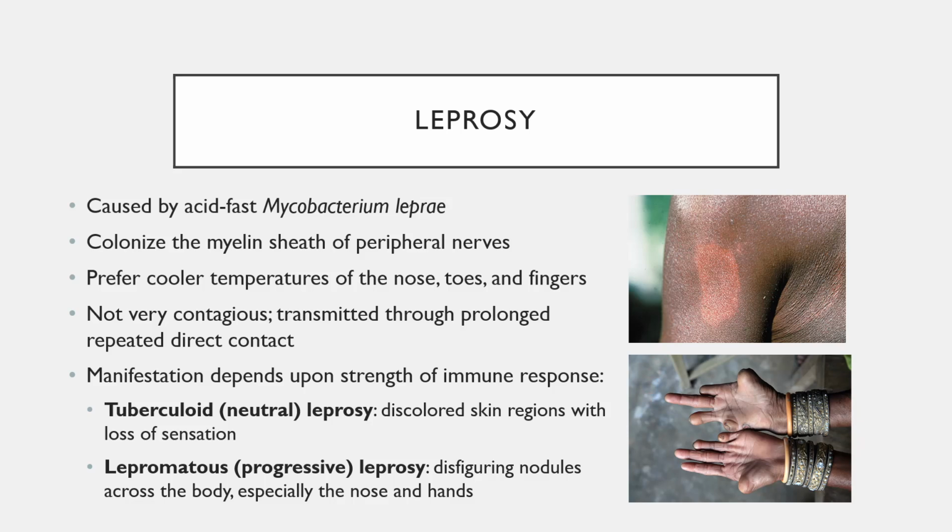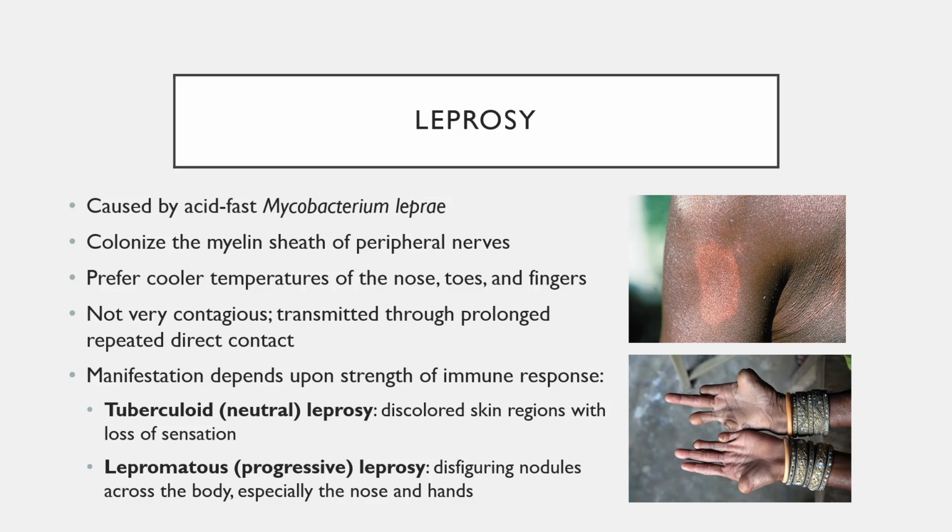The more severe form of leprosy occurs in individuals who have weakened immune systems, and that's lepromatous leprosy, also known as progressive leprosy. And this is what you probably associate with leprosy in general, although it's not as common as tuberculoid leprosy. The result of lepromatous leprosy is disfiguring nodules across the body, especially in the nose and the hands, where the bacterium tends to colonize because of its preference for lower body temperatures.